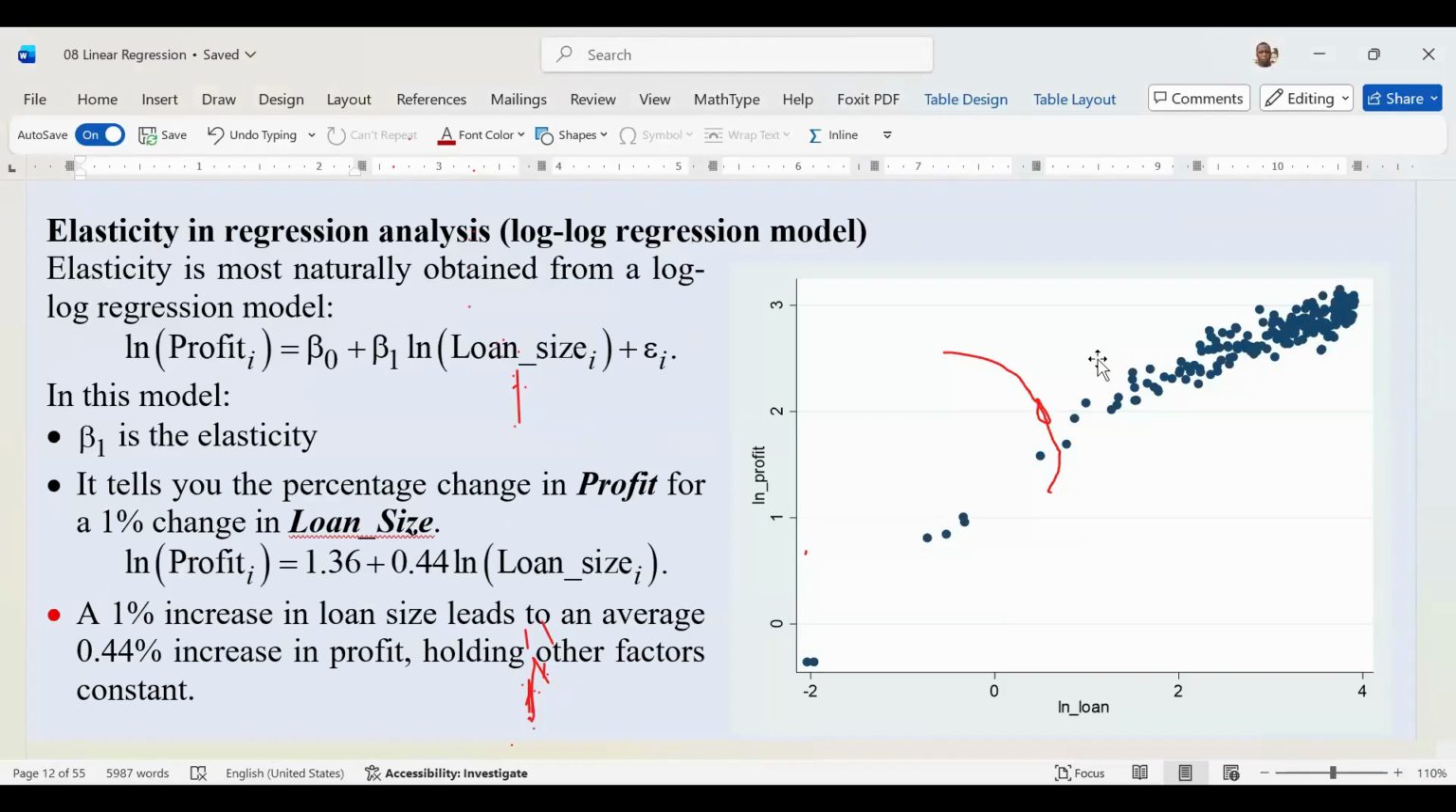And when your variables are not linear, you cannot run linear regression. That's why it is called linear regression: your variables have a linear relationship.